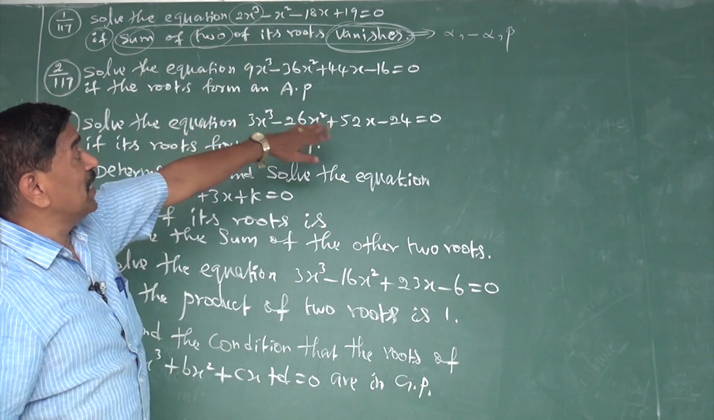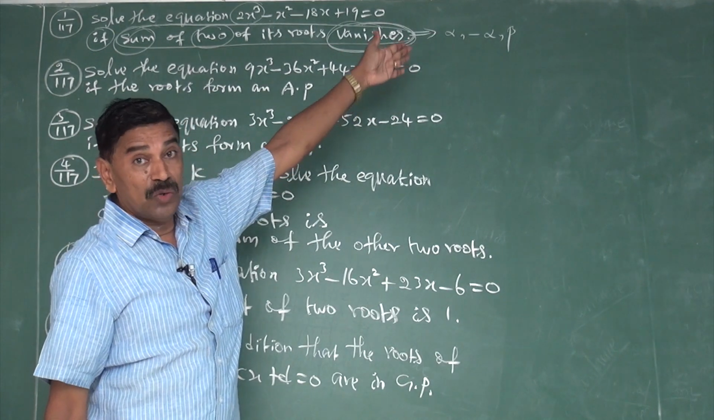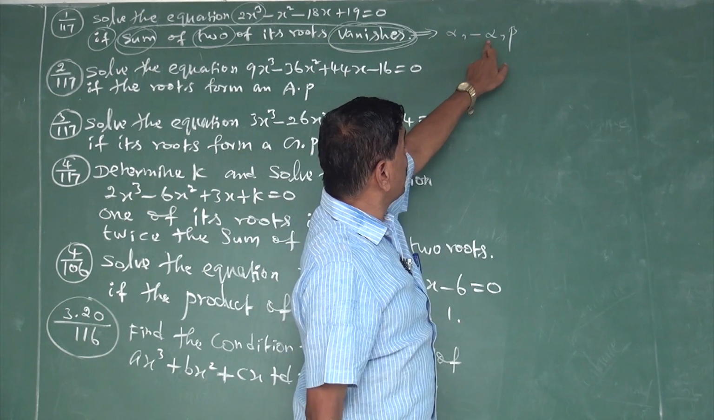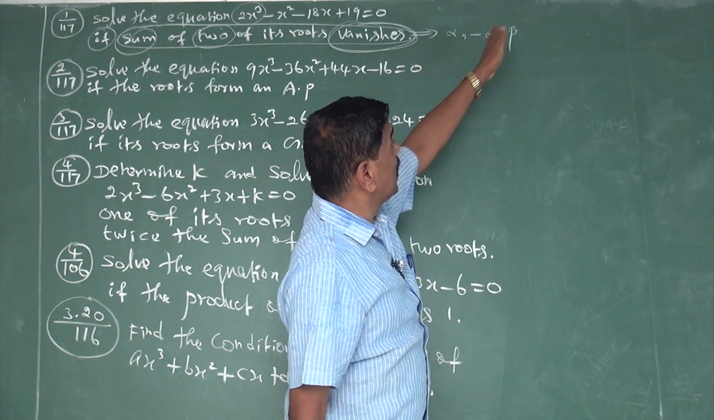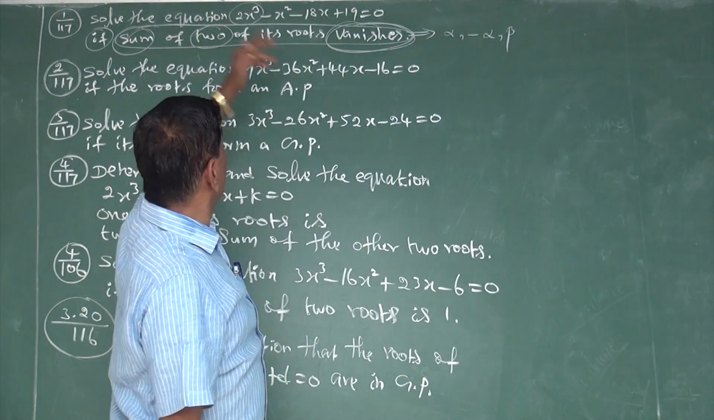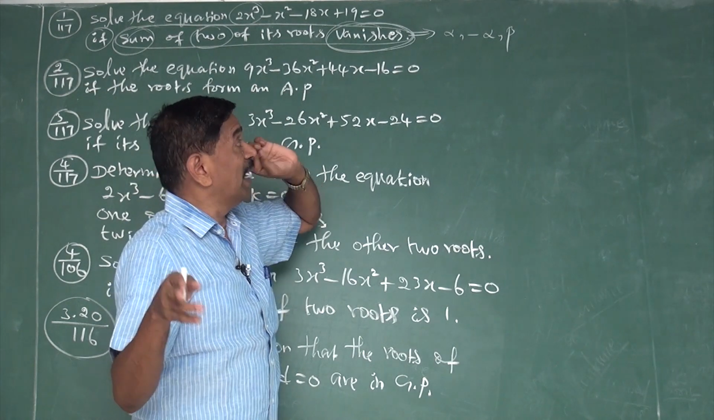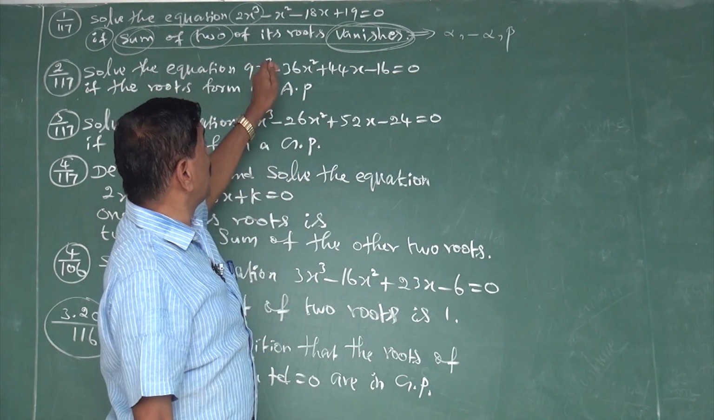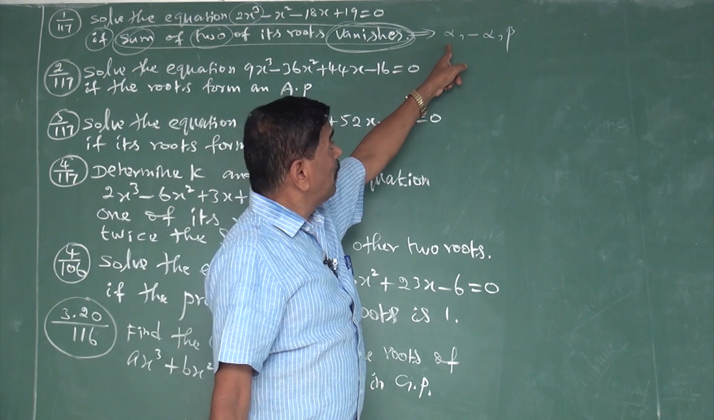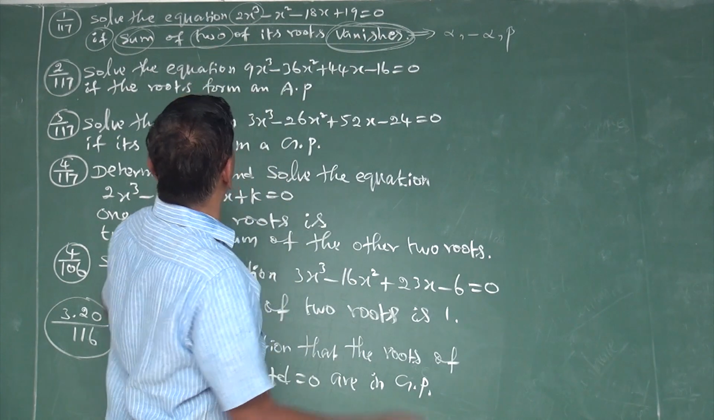The sum of 2 of its roots vanishes means, see, if one root is alpha, then the other root is minus alpha, because while adding plus alpha minus alpha cancel, that is vanishes. Let the third root be beta. That's the idea. Here we know that for the cubic equation, sigma 1 means the sum of the roots taken one at a time. That is sigma 1 is equal to alpha minus alpha plus beta, which is equal to minus b by a.